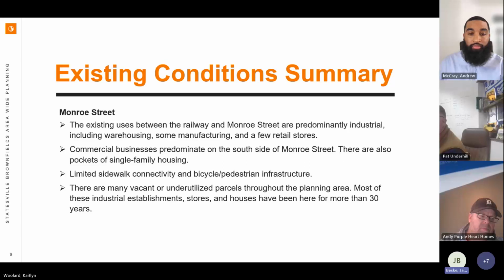And then we all know this, all the vacant and underutilized parcels in the area. There's some gems in the area, like Purple Heart Homes, that are really starting to do some great things around the region. But it's mostly industrial with residential adjacent to it. So is there an opportunity to think about what services might be missing, and how do we incorporate that as the future goes?